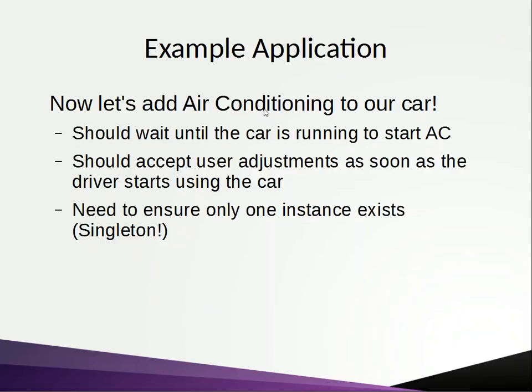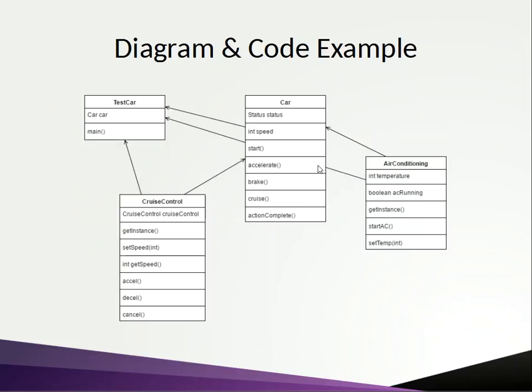Okay, time for an example application. Let's keep adding to our car example, and now let's add air conditioning to our car. So we need an air conditioning object. We should wait until the car is running before we start the AC. We should be able to accept user adjustments as soon as the driver starts using the car. We also need to ensure that there's only one instance of this class in existence in our system. So again, this is a good fit for the singleton pattern as well.